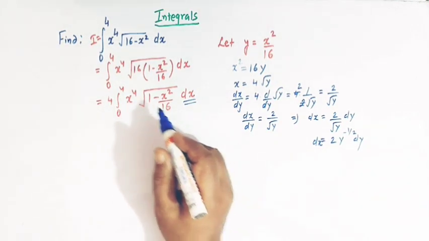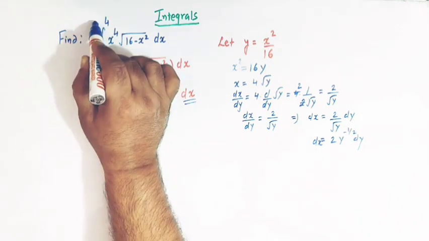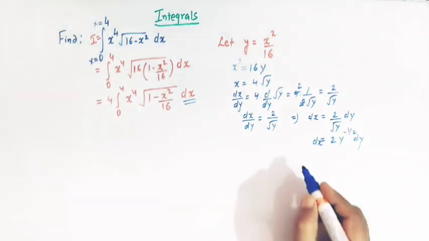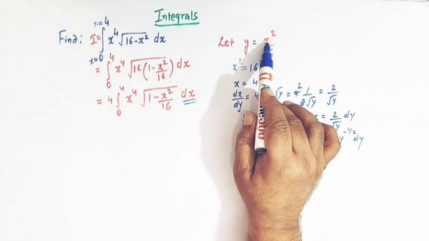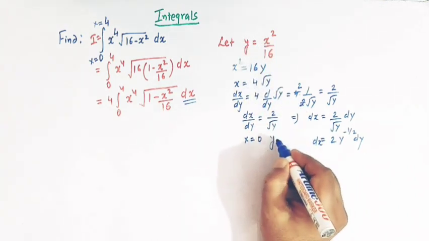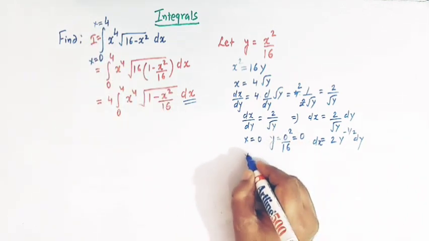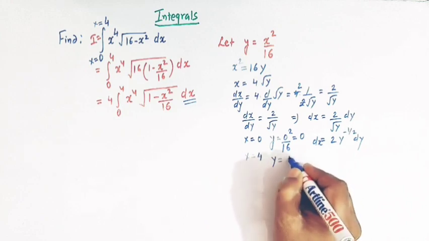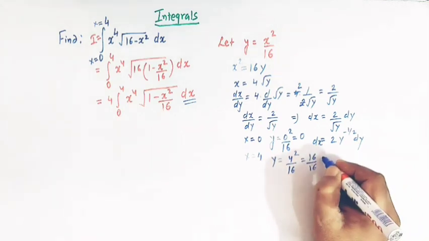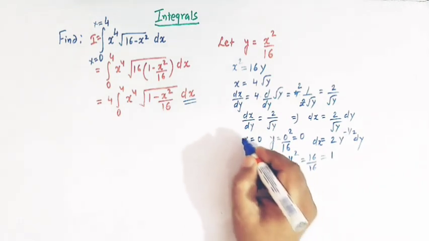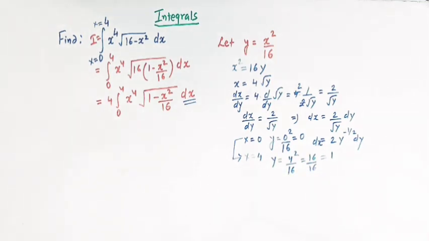So now let us change the limits. So here we have x is equal to 0, and the upper limit is 4. So when x is equal to 0, then we can find out the value of y from this relation. So y is 0 square over 16, that is 0. And when x is 4, we have y is equal to 4 square over 16, that is 16 over 16, that is equal to 1, right? So when x goes from 0 to 4, y goes from 0 to 1.